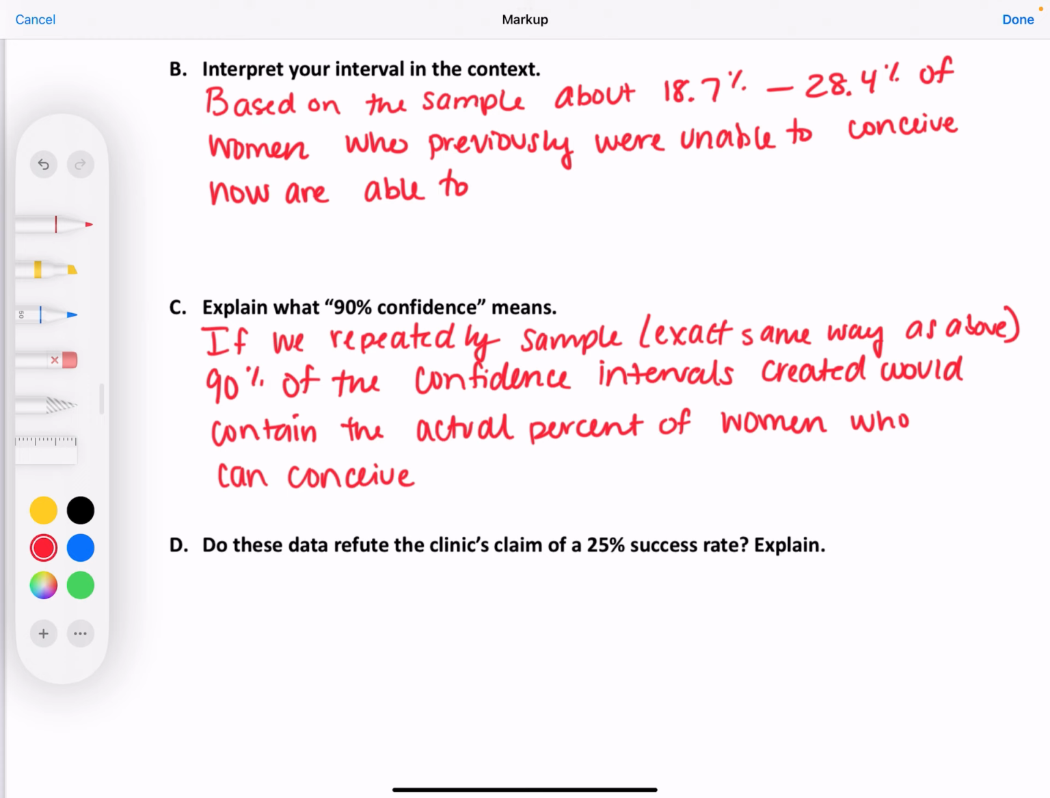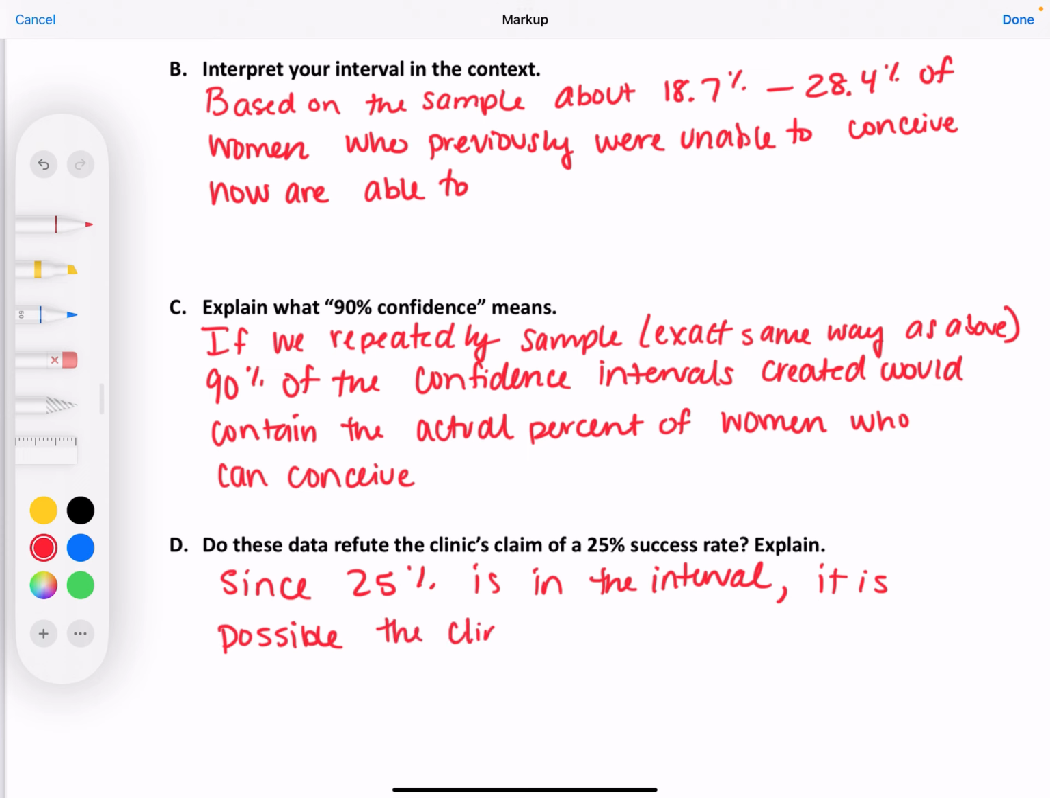So do these data refute the clinic's claim of a 25% success rate? Since 25% is in the interval, it is possible the clinic can help 25% of women conceive after treatment.